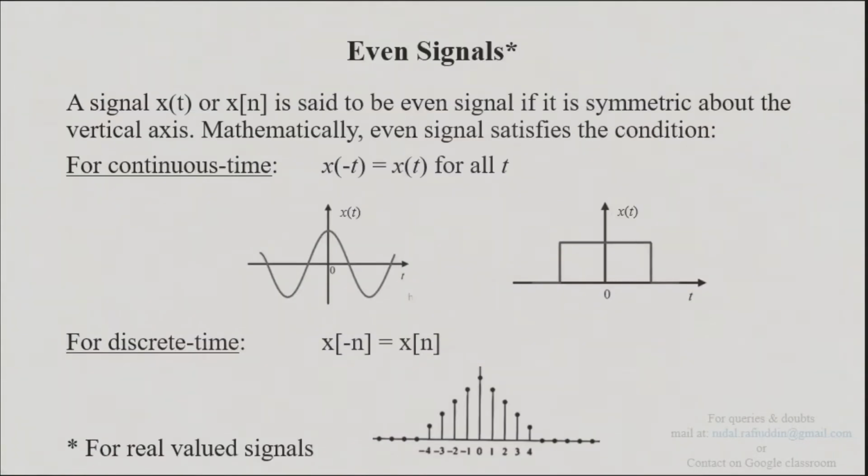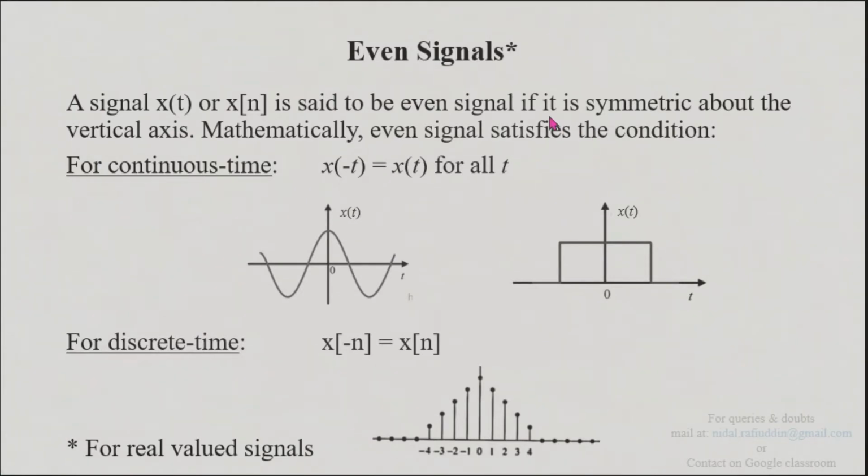So in this lecture we shall be talking about the remaining properties of signals, one of which is even and odd classification. So we start with the even signal. A signal x(t) in continuous time domain or x[n] in discrete time domain is said to be an even signal if it is symmetric about the vertical axis. Mathematically, an even signal satisfies the condition x(-t) = x(t).